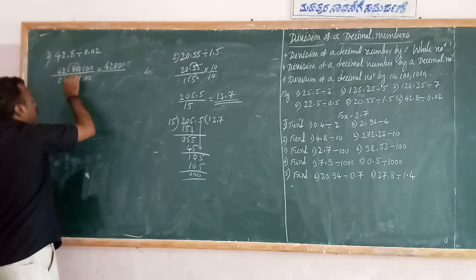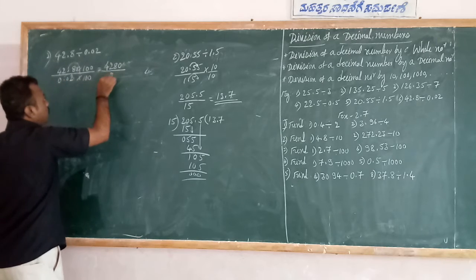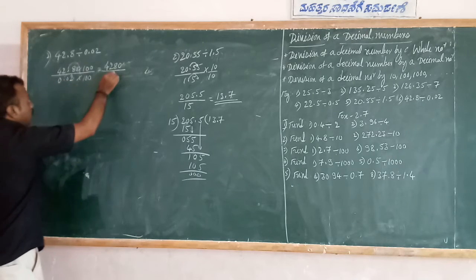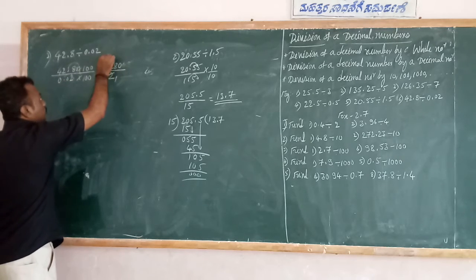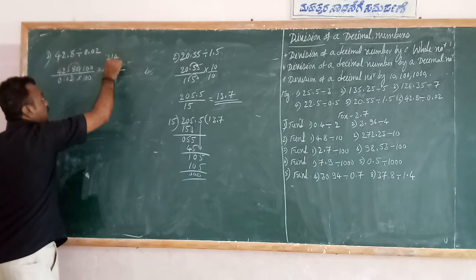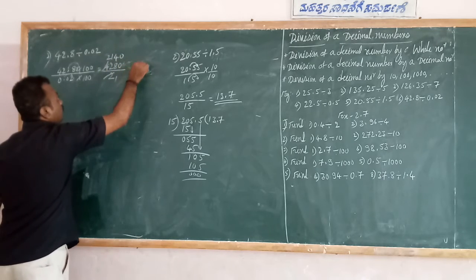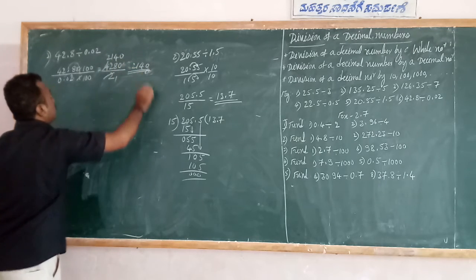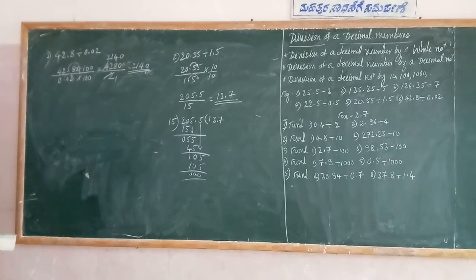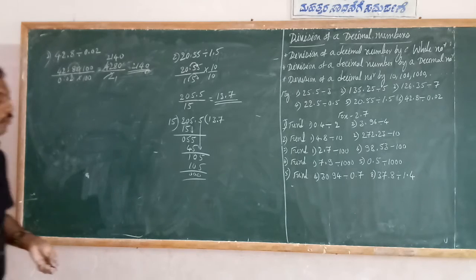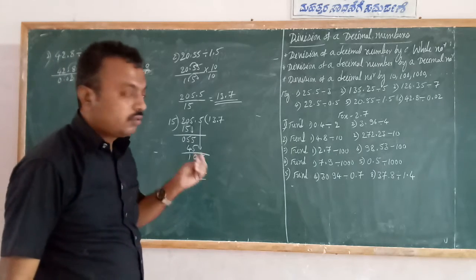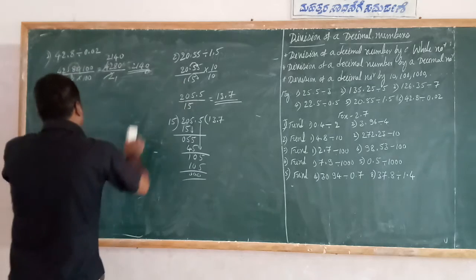The point is shifted to 2 after. 002 means what? 2. Therefore here only you have to divide it. 2 1s are 2, 2 2s are 4, 2 1s are 2, 2 4s are 8 and 0. Therefore 2140 is the answer. Are you understood? So like this you have to divide a decimal number by a decimal number. Are you understood students?